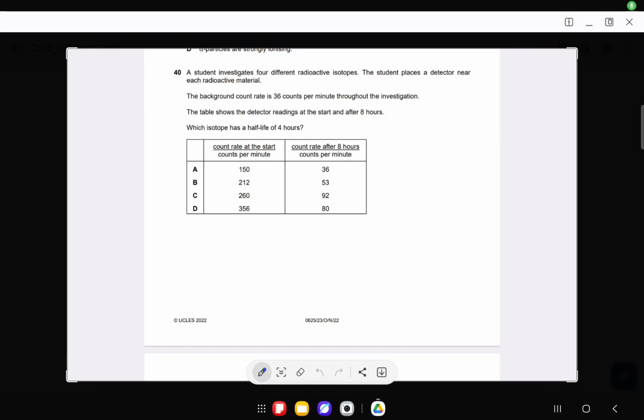This question says a student investigates 4 different radioactive isotopes. The student places a detector. Let's take note of this word detector. The background count rate is 36 counts per minute throughout the investigation. And this table shows the detector readings at the start, that is when time is 0, and after 8 hours.